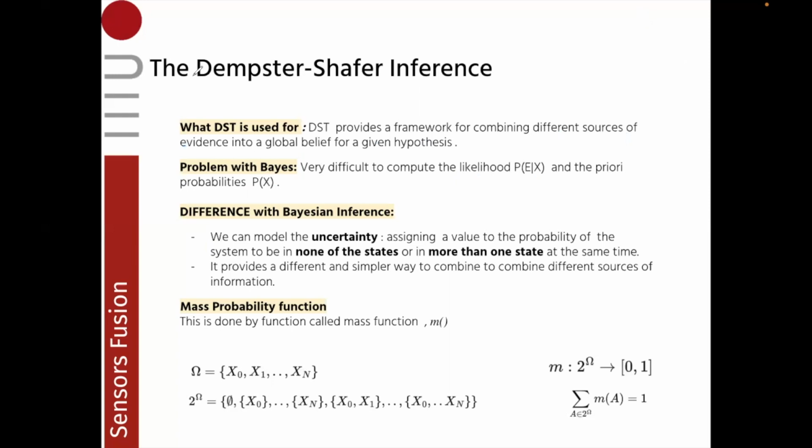Dempster-Shafer inference is the last framework and last technique we are going to deal with in this presentation, at least in this first part of the presentation. Like Bayesian inference, it provides a framework for combining different sources of evidence into a global belief for a given hypothesis. So Dempster-Shafer inference can be seen as an extension of the Bayesian inference with respect to our target, our decision fusion target. So what is the main problem with Bayesian inference?